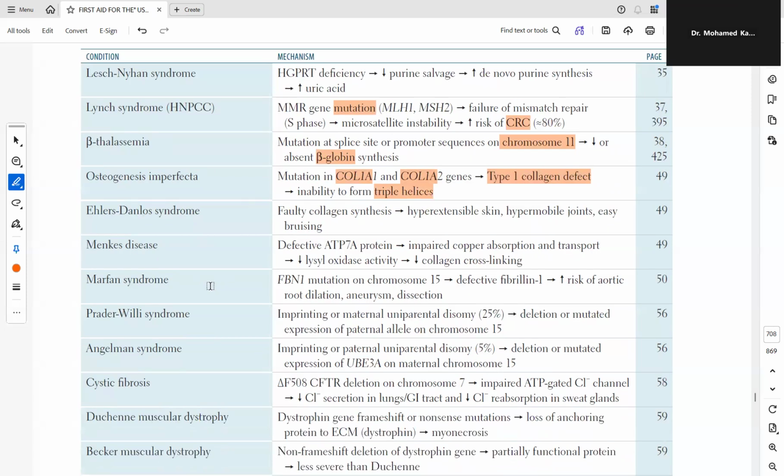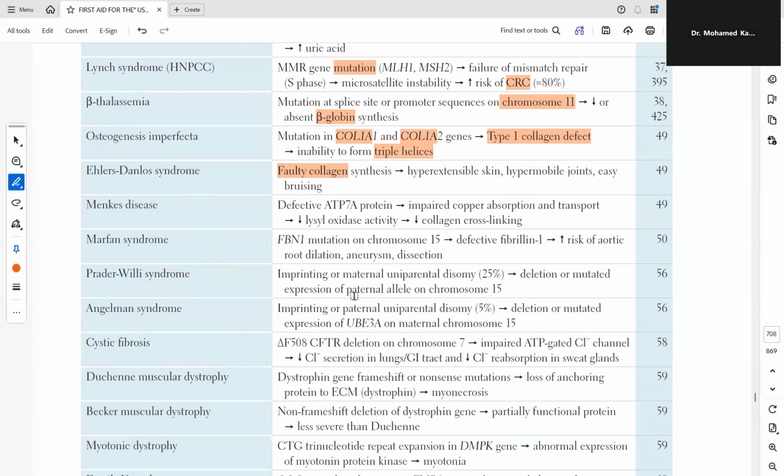Ehlers-Danlos syndrome is a genetic disease with faulty collagen synthesis, leading to hyperextensible skin, easy bruising, and hypermobile joints. Another related condition leads to defective ATP7A protein, impaired copper absorption and transport, reduced lysyl oxidase activity, and decreased collagen cross-linking.